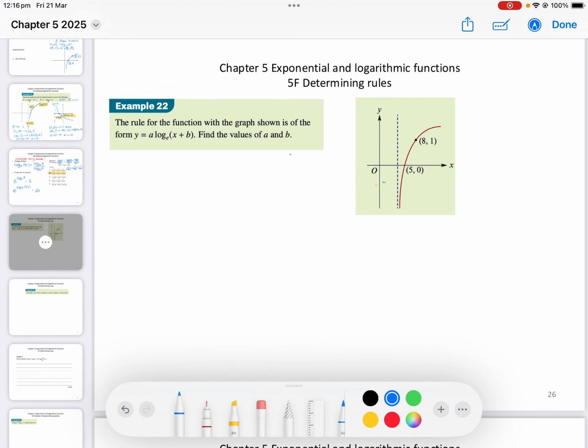All right, so let's have a look at this one. We know it's going to be y equals a log e x plus b. So the first thing I'd think about is looking where the asymptote is, but you can see this asymptote hasn't got a label on it.